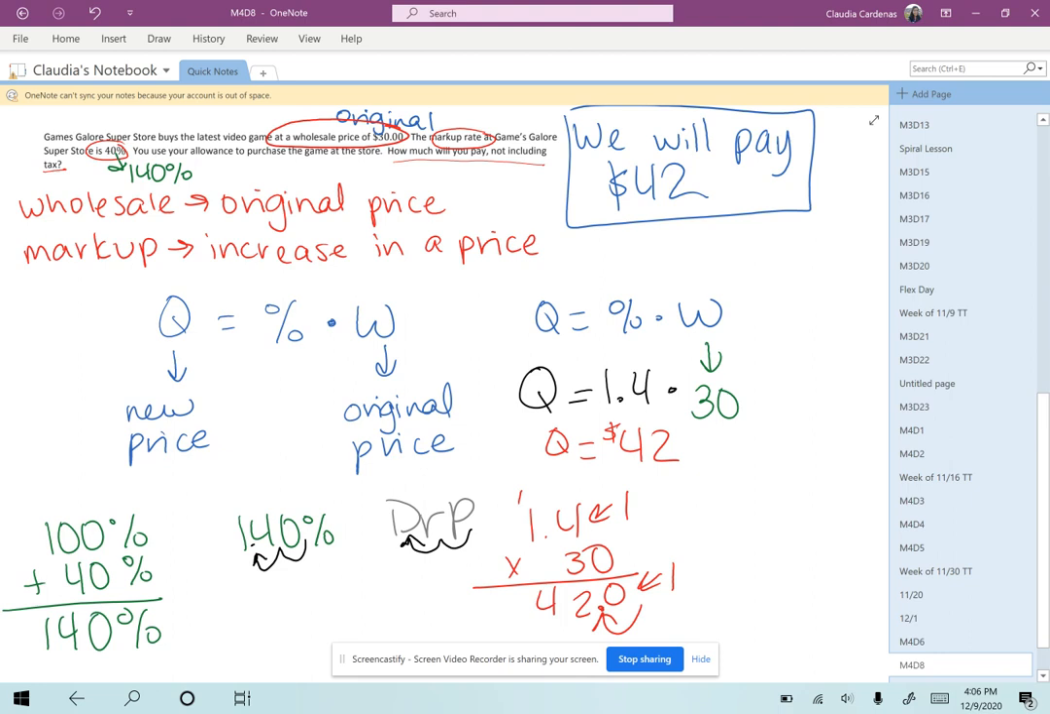So to summarize, a markup problem is increasing the price, so the percent that we are given will be added to 100%, like we did here. The original price is the total, and the new price is the part, and since our price was a markup problem, we are actually paying more than what we started. We're going to try another markup problem independently.